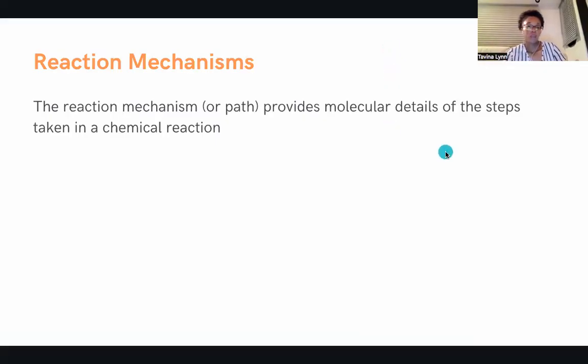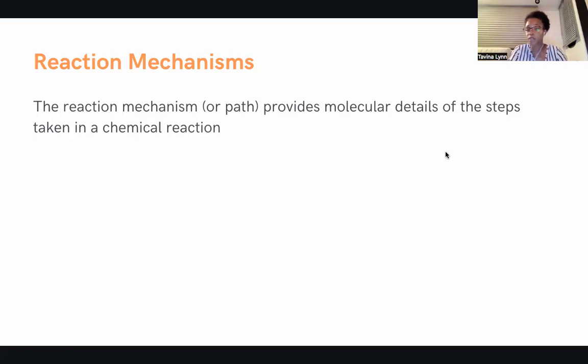Okay, so next I would like to talk about what a reaction mechanism is. When we write a balanced chemical equation, it's actually just the overall net reaction for the reactants that react with one another to form the products, but it does not necessarily mean that it happens in one step, which may be alluded to when we're just looking at a balanced chemical reaction. So the reaction mechanism tells us more details about the steps that are taken in a chemical reaction.